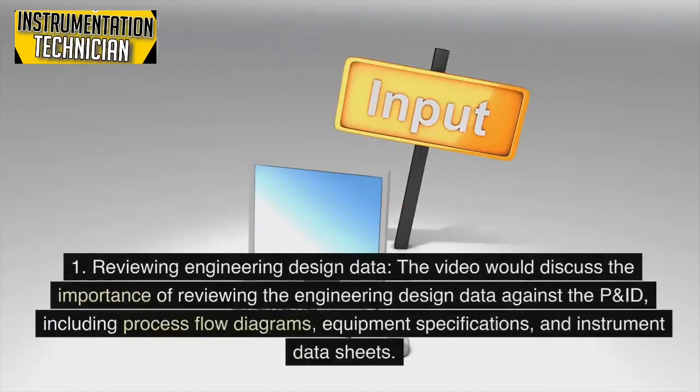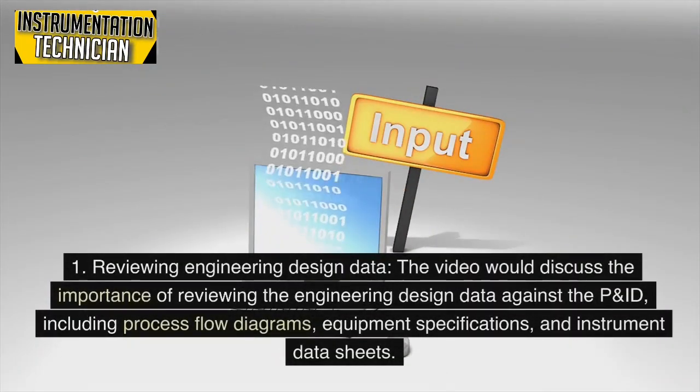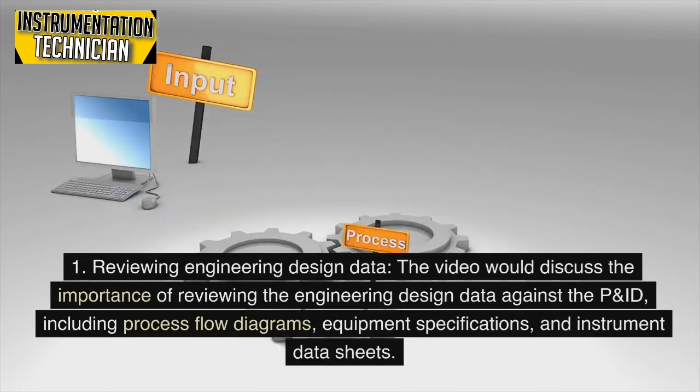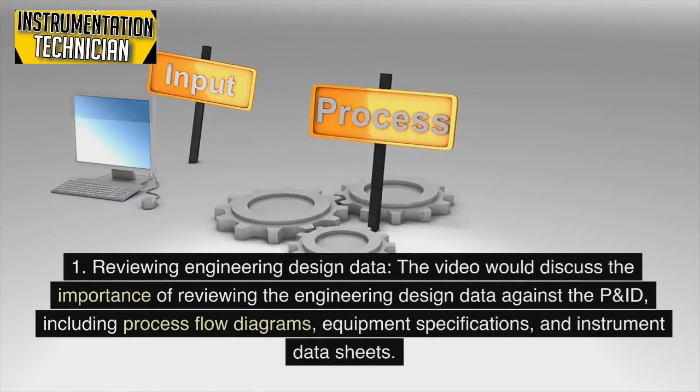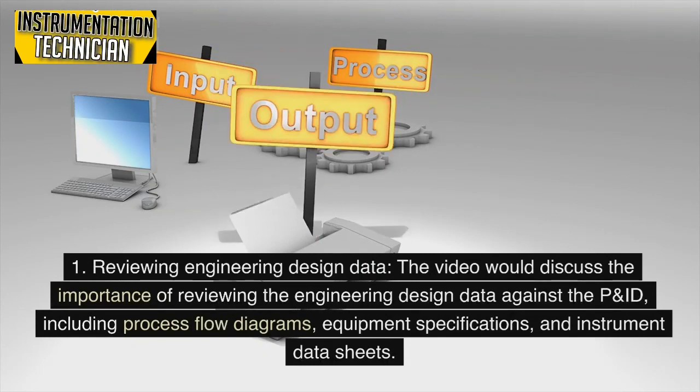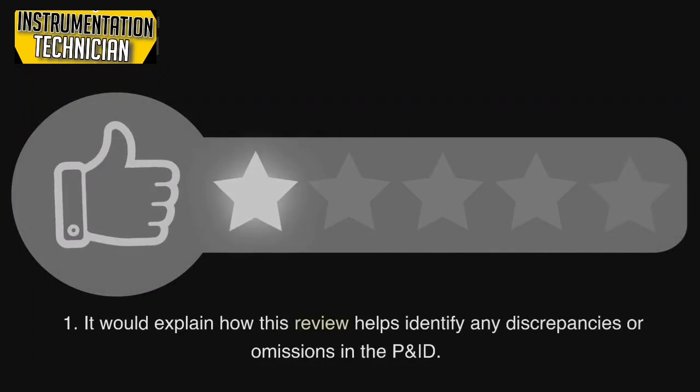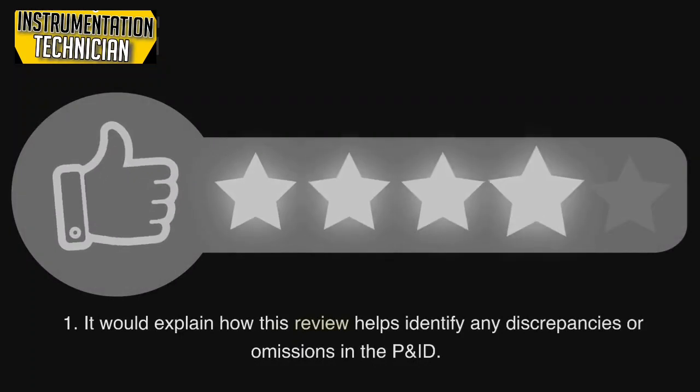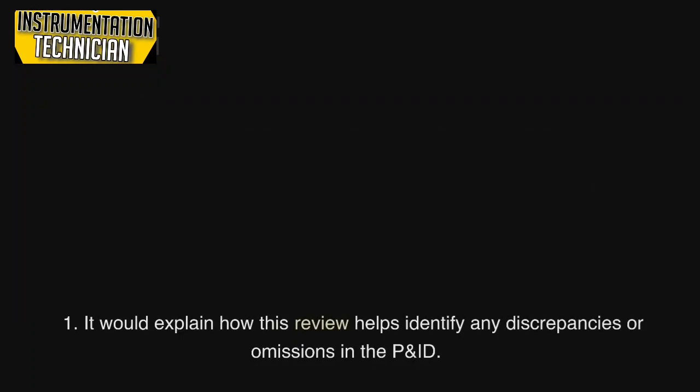1. Reviewing engineering design data. The video would discuss the importance of reviewing the engineering design data against the P&ID, including process flow diagrams, equipment specifications, and instrument datasheets. It would explain how this review helps identify any discrepancies or omissions in the P&ID.